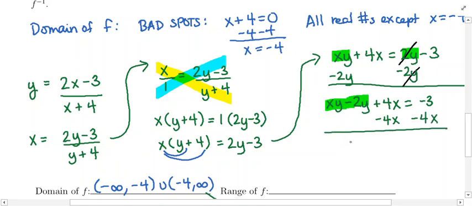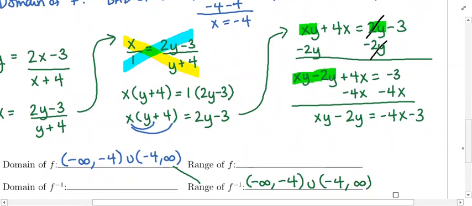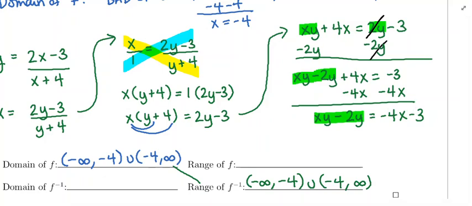So we're going to get x times y minus 2y is equal to negative 4x minus 3, and I've really got what I want, kind of. Everything that has a y is on the left side, and everything that doesn't have a y is on the right side. So we're getting there. Here comes the next big trick.